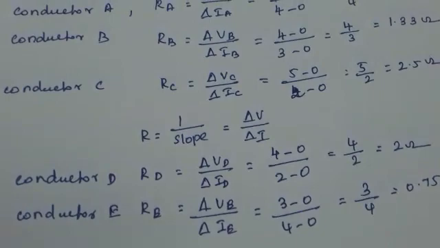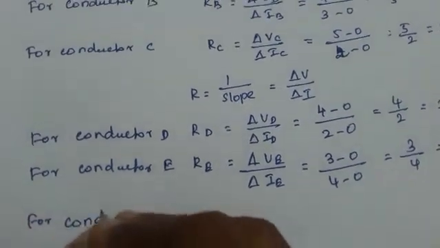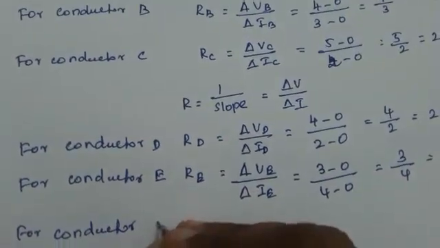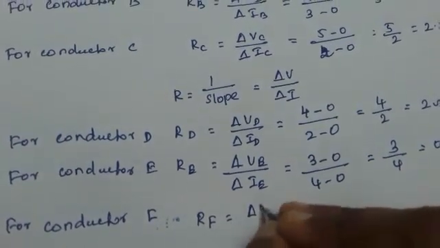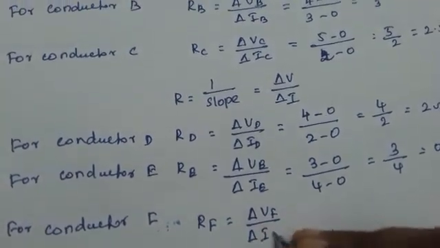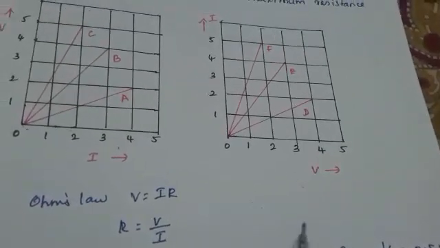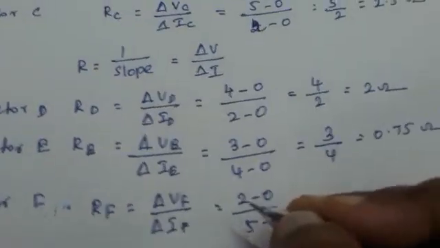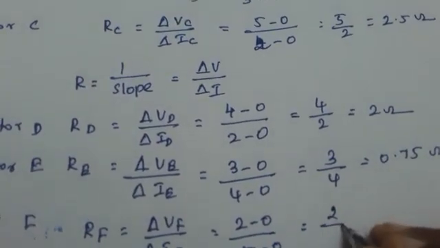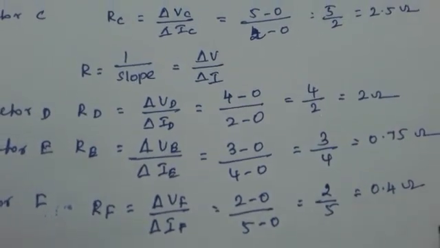Now for conductor F, RF is equal to delta VF by delta IF. What is your value here? Delta V is 2 and delta I is 5. So it is 2 minus 0 by 5 minus 0. That is nothing but 2 by 5. What is the value of 2 by 5? That is 0.4 ohm.